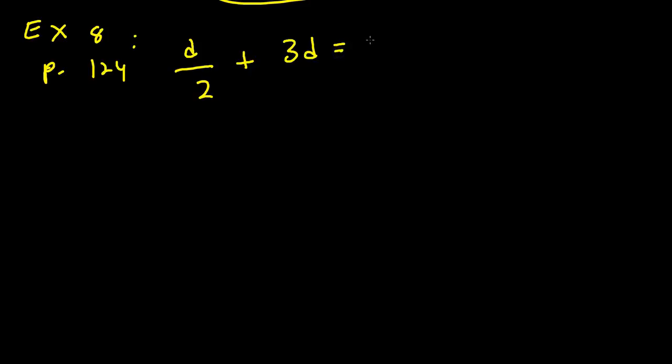This is example 8 on page 124. Again, it's worked out in the textbook in great detail. D over 2 plus 3D equals 14. All right, here we've got two terms involving variables and one fraction. Well, again, let me write it down again. Equation with fractions.